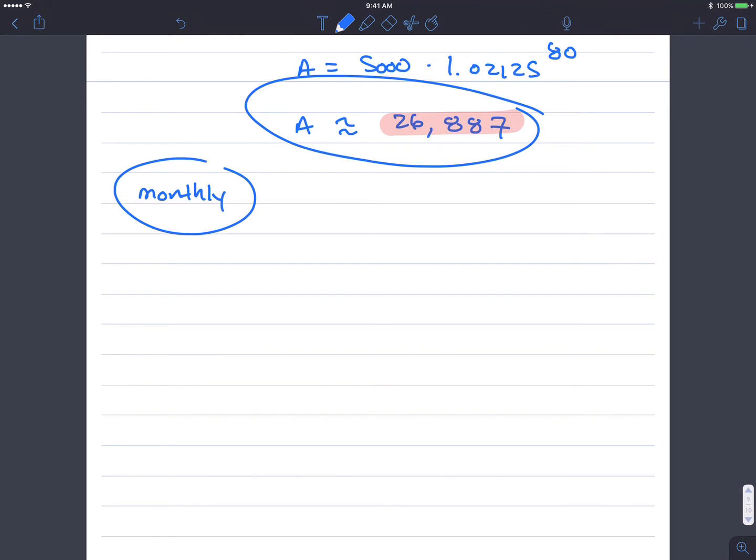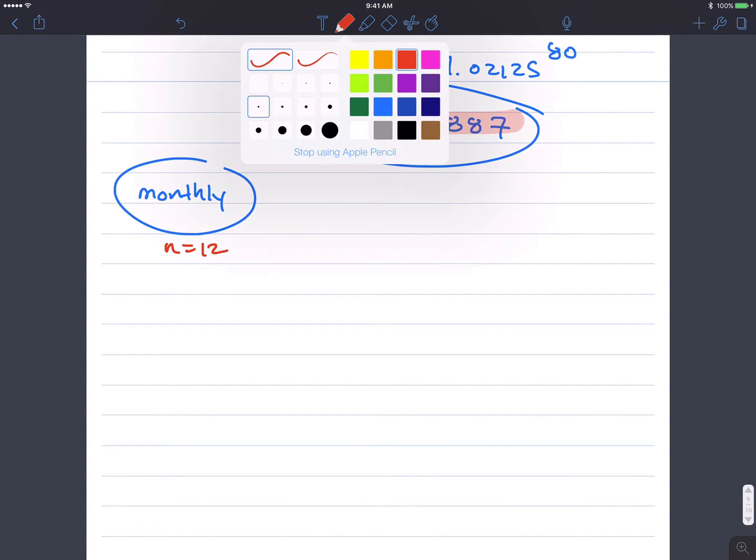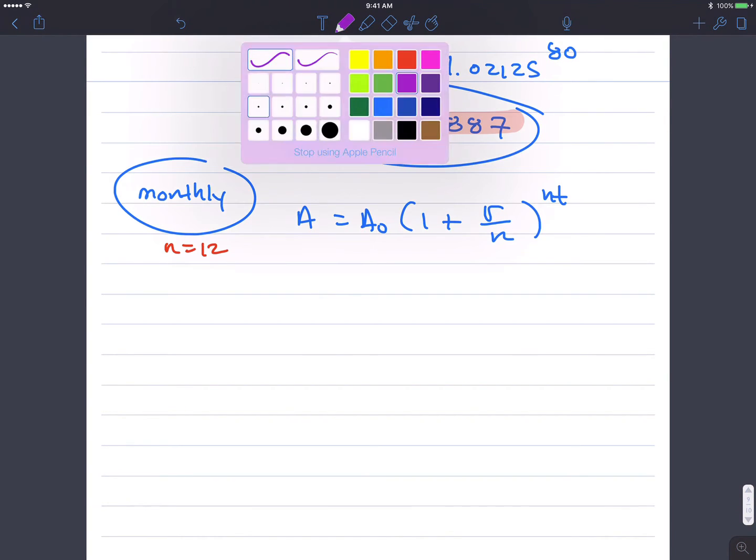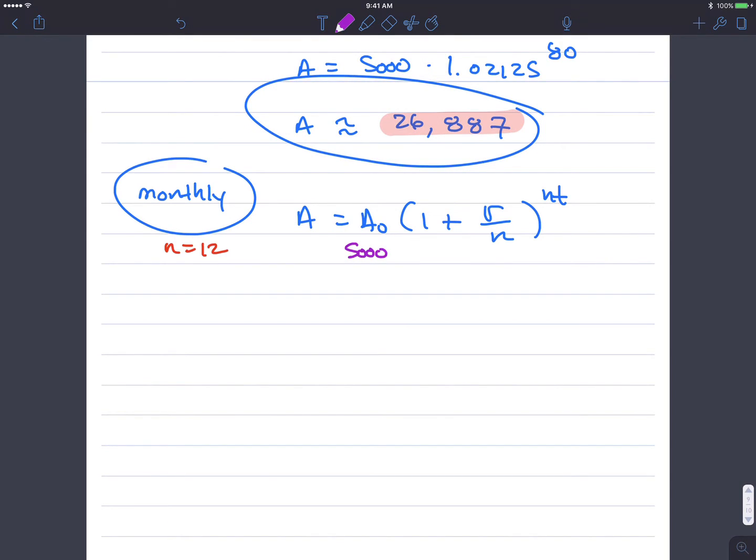How many payments do you get monthly? How many payments in a year? 12. Let's see what happens. $5,000, 0.085, and here is 12, 12, 20 there. Let's do the arithmetic.